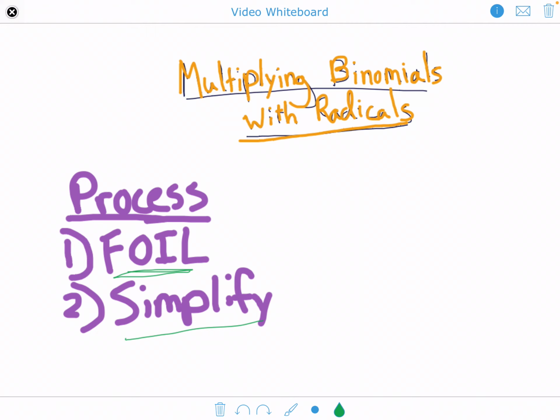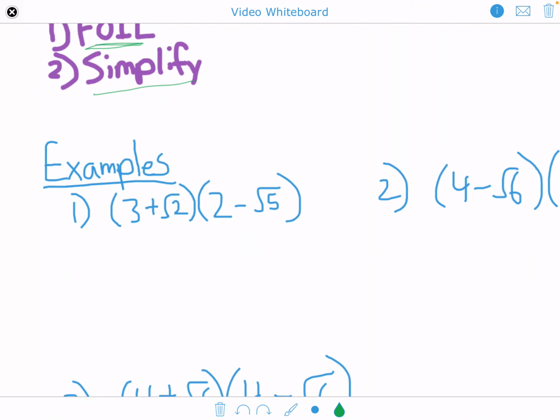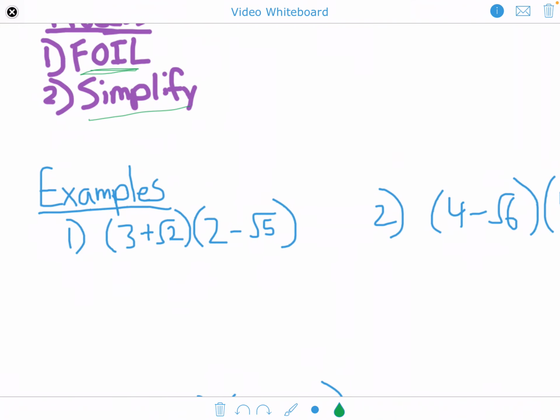So what I have are just a few quick examples I want to go through that highlight this process. Let's start with this one right here. We're looking at 3 plus the square root of 2 times 2 minus the square root of 5. Following the process, we're going to do FOIL. Our first terms multiplied together give 6. Then our outside terms, 3 times negative root 5, is negative 3 square root 5. Our inside terms give plus 2 square root 2. And finally, the last terms, root 2 times negative root 5, which is negative root 10.